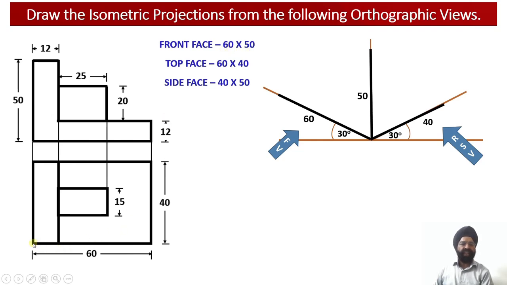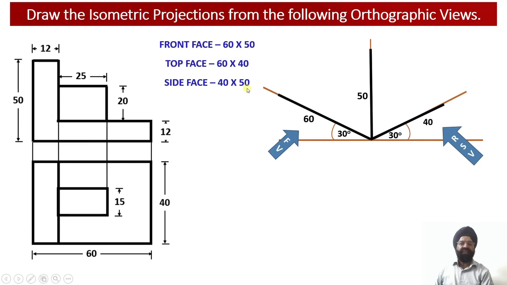Now looking at the orthographic projection in the top view, we have got the length equal to 60 millimeter and the width of the solid is equal to 40 millimeter. So the top view face will be measuring 60 millimeter by 40 millimeter. Whereas in the right hand side view, we are going to get the width of the solid as 40 millimeter and the height of the solid will be 50 millimeter. So the dimensions of the right hand side view face will be 40 millimeter by 50 millimeter.